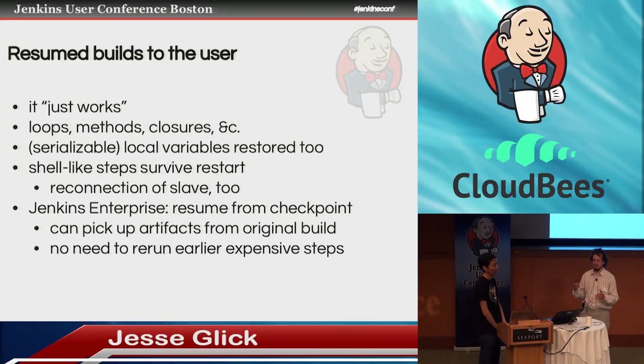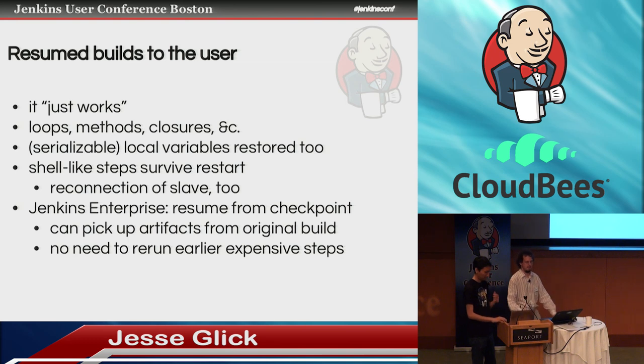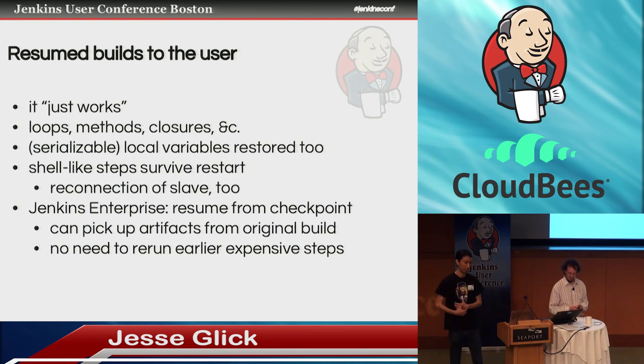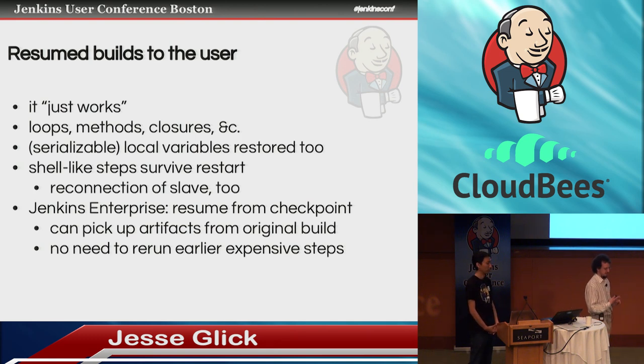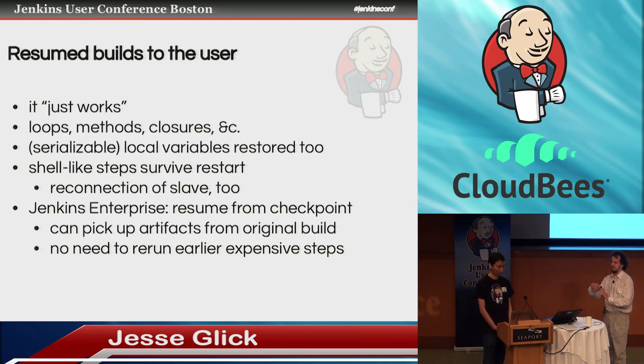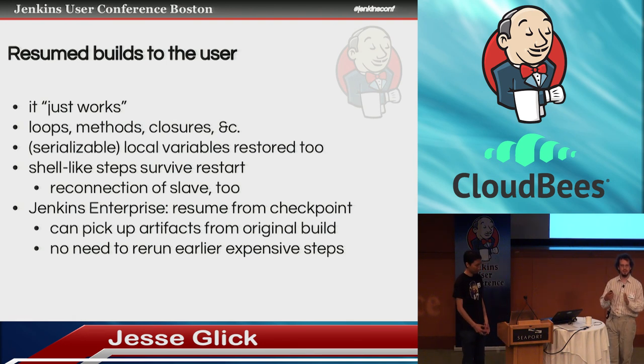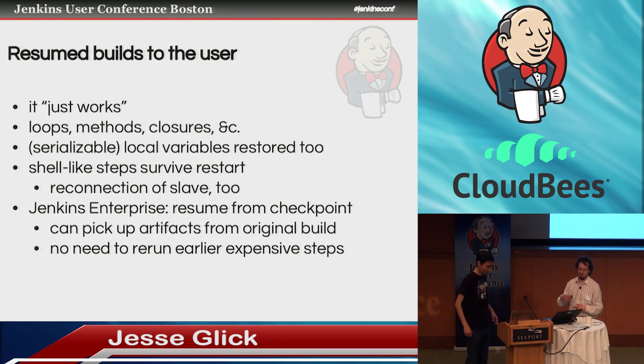And from a user perspective, you don't necessarily need to know how this is implemented, but basically it should just work: after you restart, things come back up. And one detail is that steps that run shell scripts or some sort of external process, Ant, Maven, whatever you want, also keep on running even if Jenkins stops, or even if you lose a connection to the slave agent. Your actual make command or whatever you're doing will still keep on running on the machine, and Jenkins will just reconnect to it as soon as it's able to.